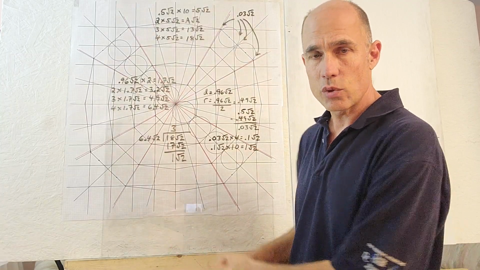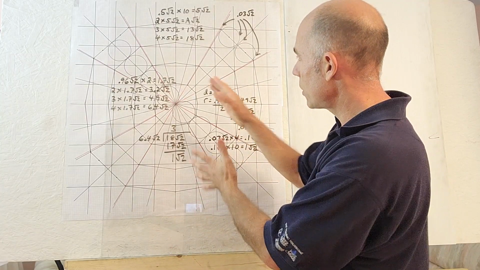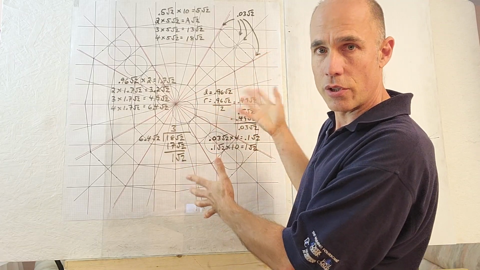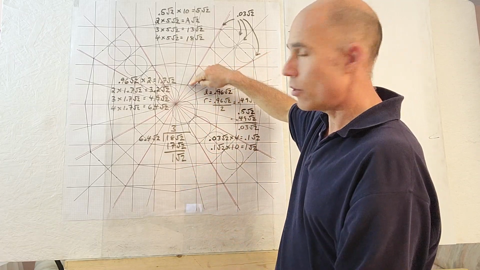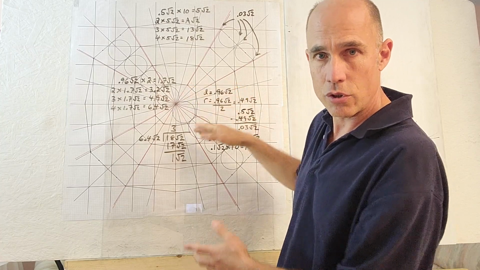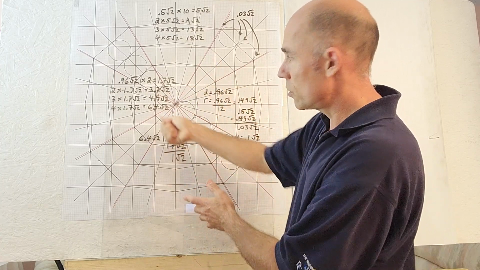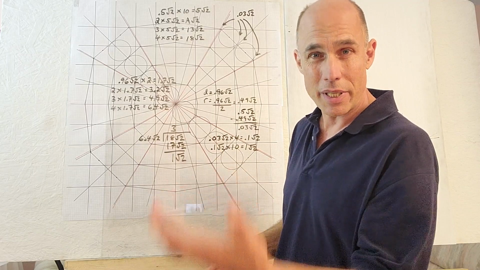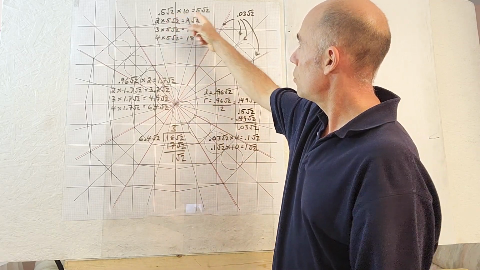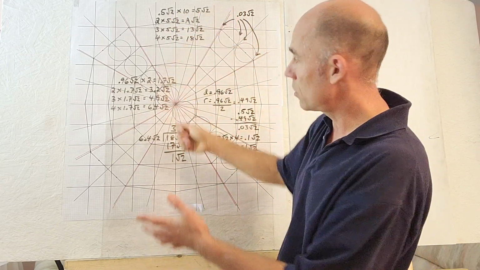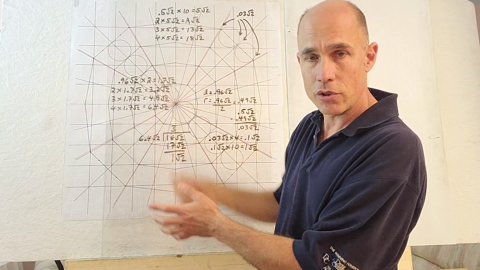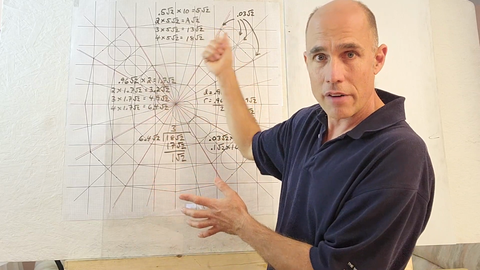Okay, so first thing is, what exactly are the perimeters of these dodecagons as we go larger and larger? Well, the first one, remember, is in units of 0.5 root 2 each section. So there's 10 sections in total in base 12. So 0.5 root 2 times 10 is 5 root 2. So that's the total perimeter of that inner dodecagon, 5 root 2.